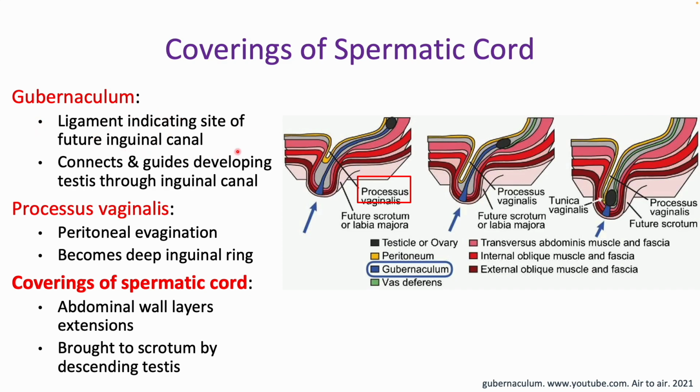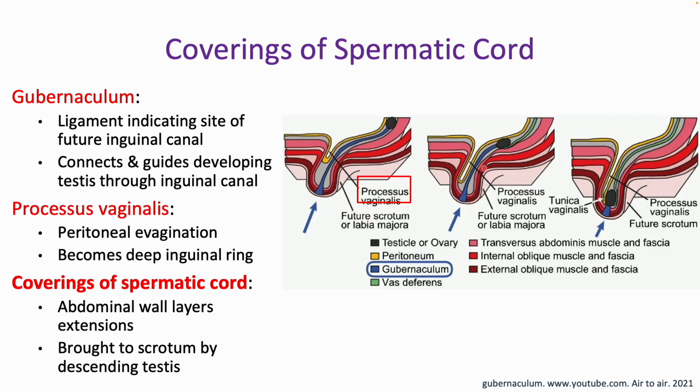So we're looking at embryologic development right now. That's going to be this blue structure here, this ligament. And it's going to connect to and guide the testes through the inguinal canal and down into the scrotum. We also want to look at our processus vaginalis, which is right here, not completely inside this box, but that's highlighted here in yellow.